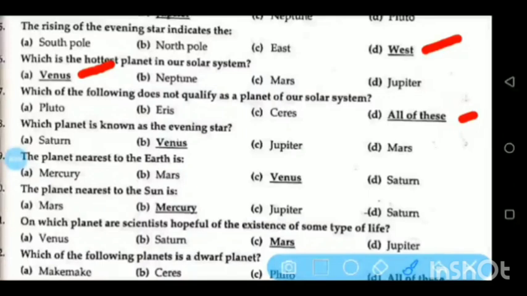Which planet is known as the evening star? Venus. The planet nearest to the Earth is Venus. The planet nearest to the Sun is Mercury. On which planet are scientists hopeful of the existence of some type of life? Mars.